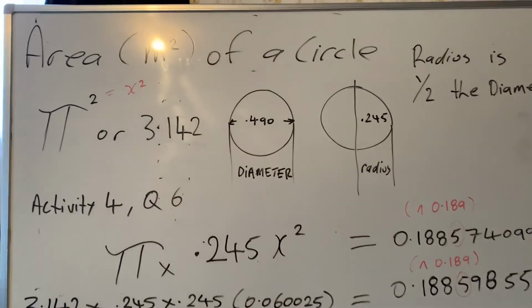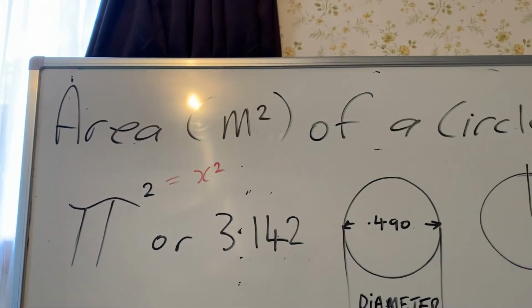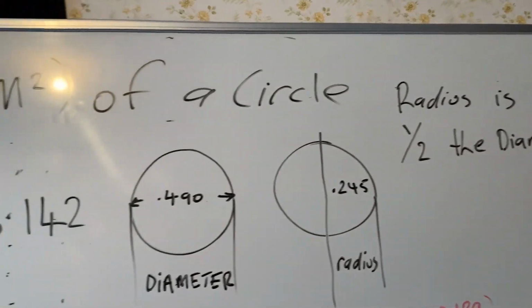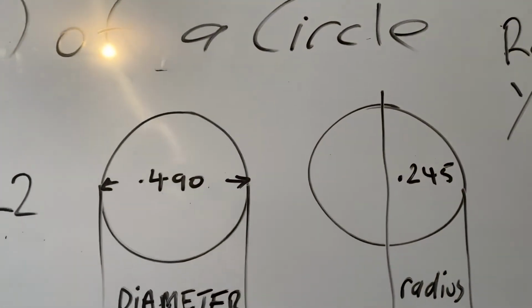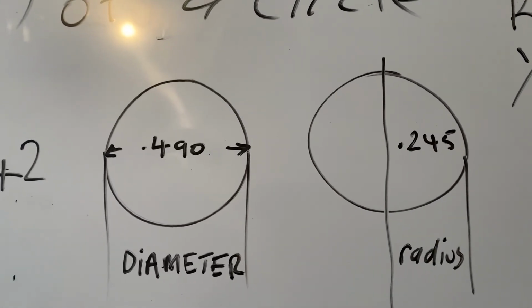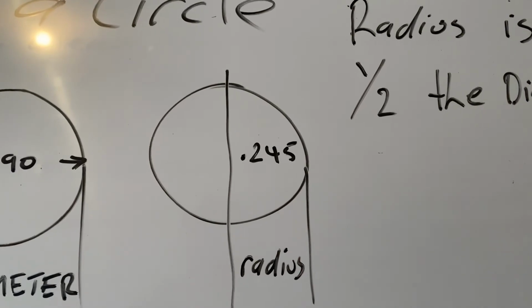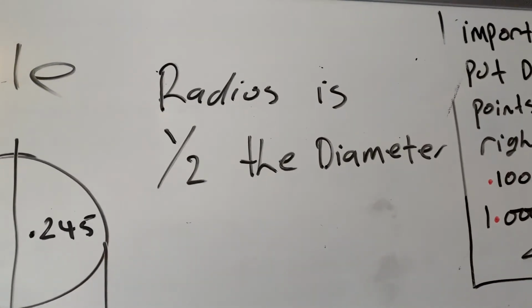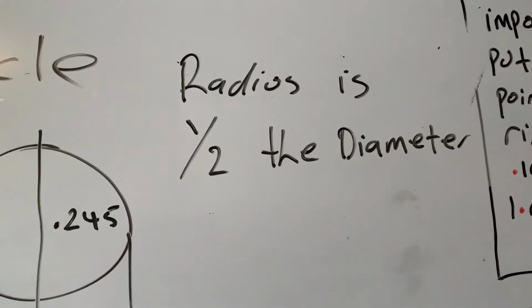Okay, figuring out area for a circle. First thing you need to know is that you have a diameter, which is the width of a circle, and you have a radius, which is half the diameter. Now the radius is what you use in your calculation to figure out the area of a circle.